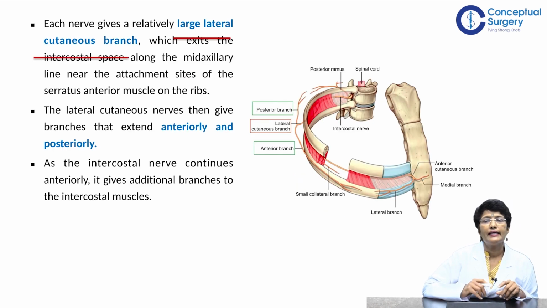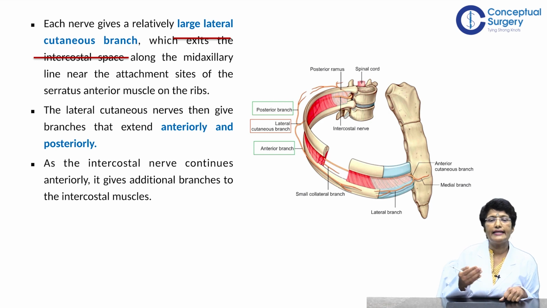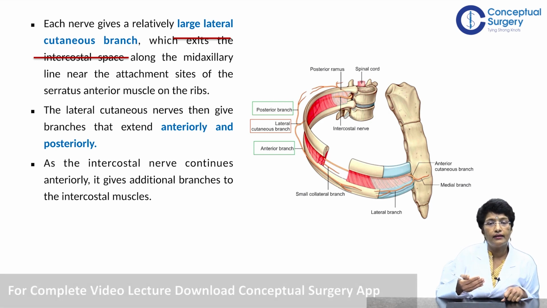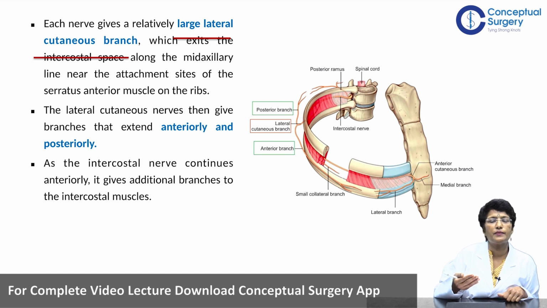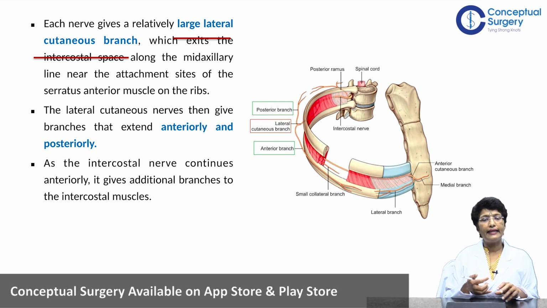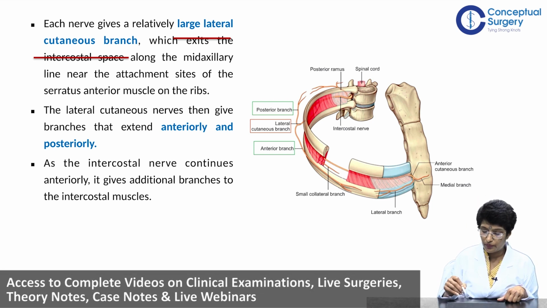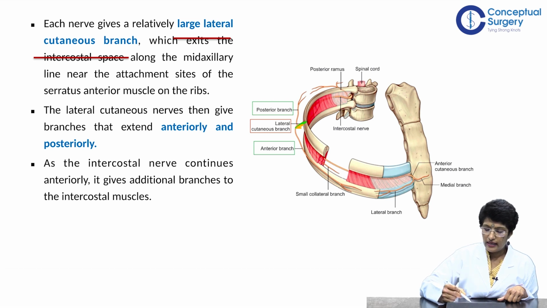So when we talk of nerves, each nerve gives a large lateral cutaneous branch. That is what I would be interested in. So what does the lateral cutaneous branch do? It exits along the mid-axillary line and very close to the attachment of the serratus anterior muscle. And then the lateral cutaneous nerve will give branches that extend anteriorly and also posteriorly. So you can see this is the lateral cutaneous branch, and let me use the yellow. So that's the lateral cutaneous branch, and there is the posterior branch, and that is the anterior branch, which is running along the rib.